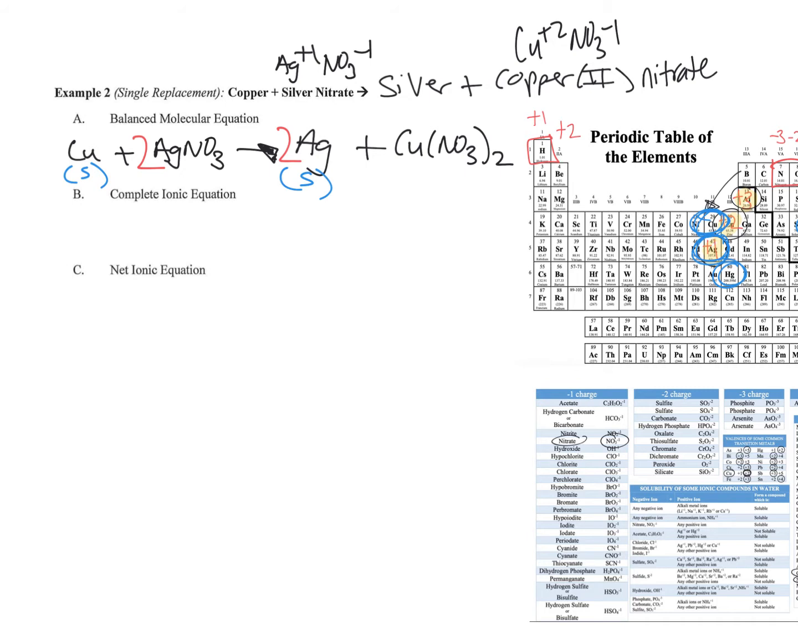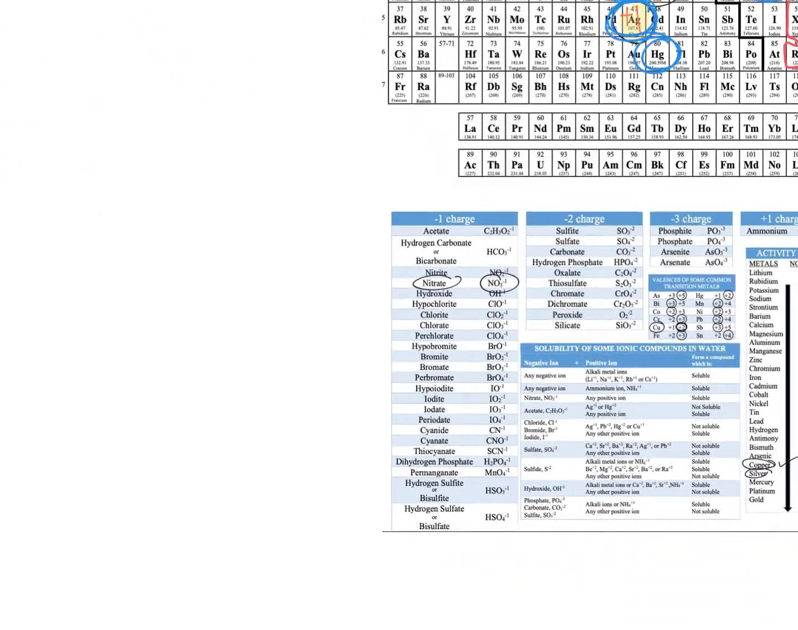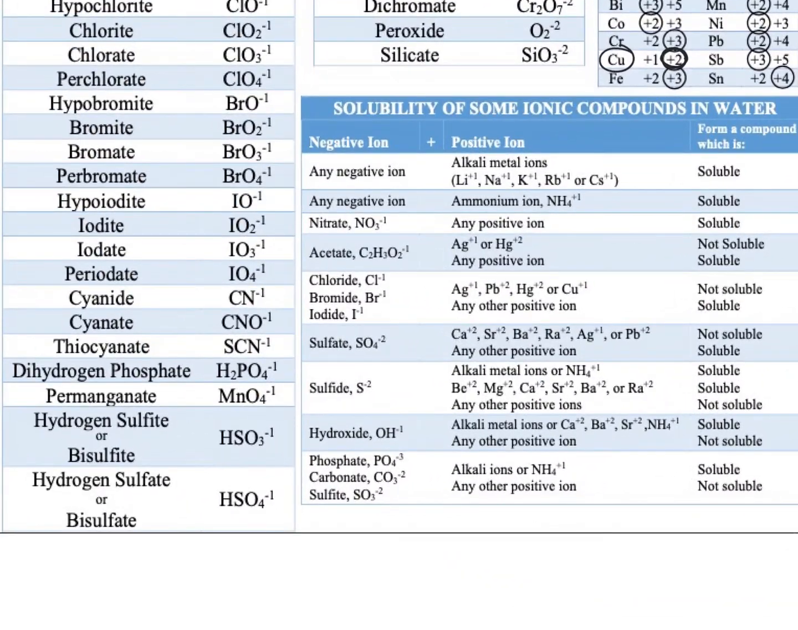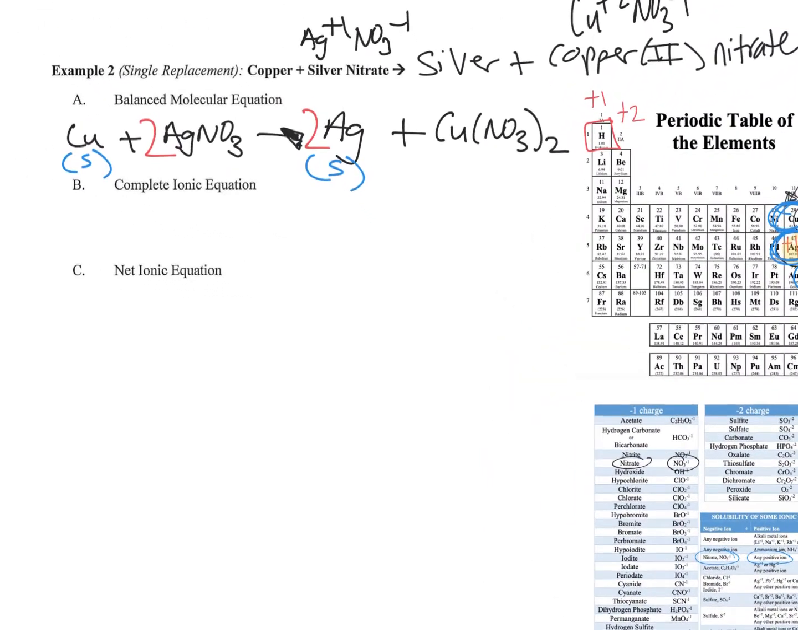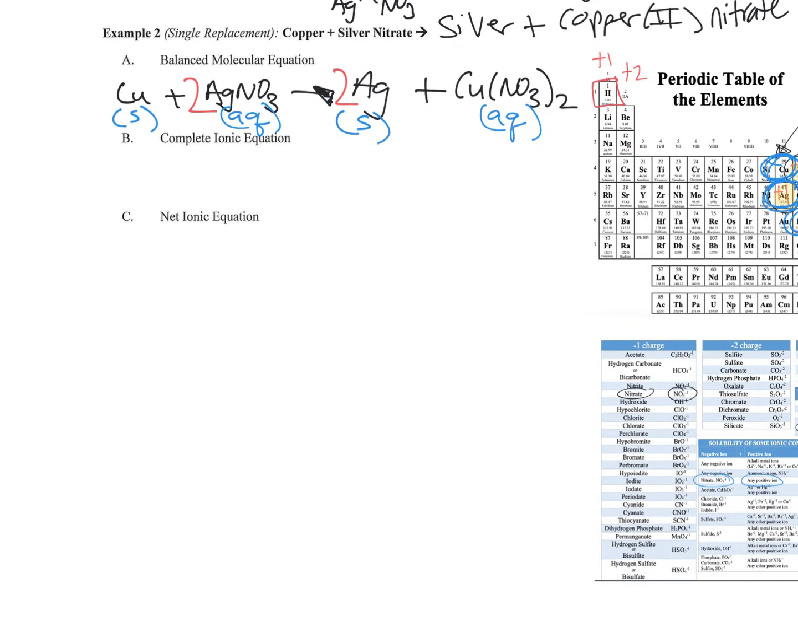And then when I get to my 2 compounds, you have to reference that solubility chart. Something I've just memorized is that nitrates with anything attached in the front are always soluble. Remember, soluble is aqueous. And so our silver nitrate can dissolve in water. It will be a dissolved solution, and so will our copper 2 nitrate.